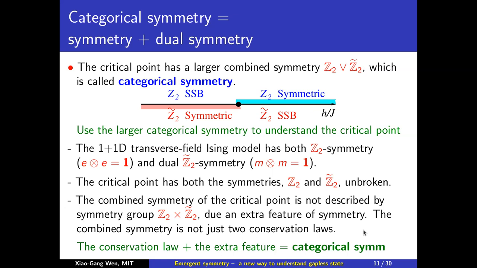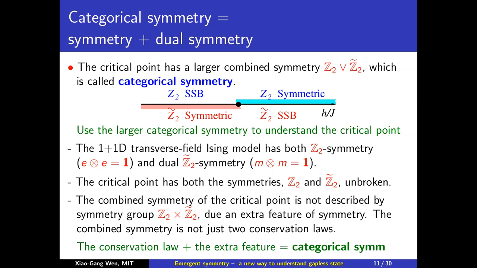But however, this story is not that simple. There's also some other twist. Here I'm emphasizing one thing. There's two conservation laws. One is Z2 charge conservation. Another is the domain wall conservation. Both are mod two conservation. Both represent Z2 symmetry. Then at the critical point, we have two conservation laws. It looks like the total symmetry is just Z2 cross Z2. We have two independent conservation laws, Z2 cross Z2.